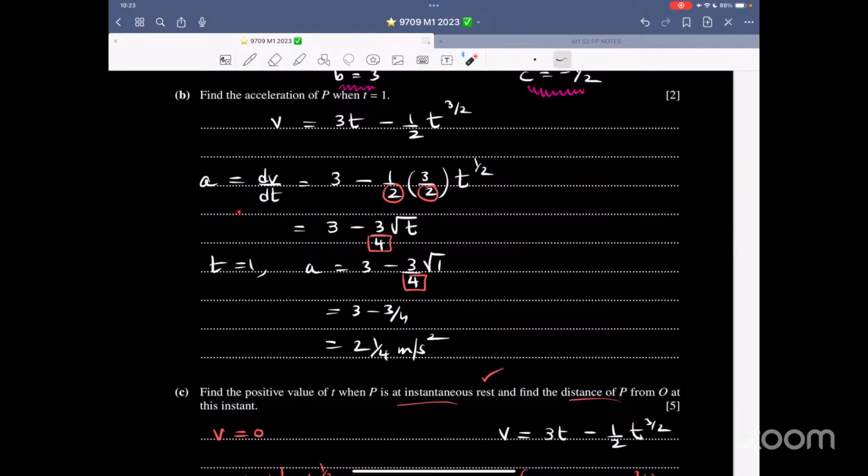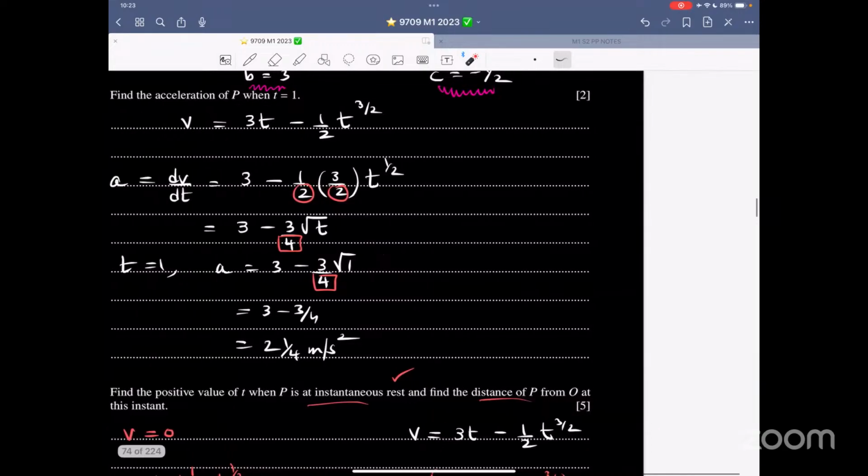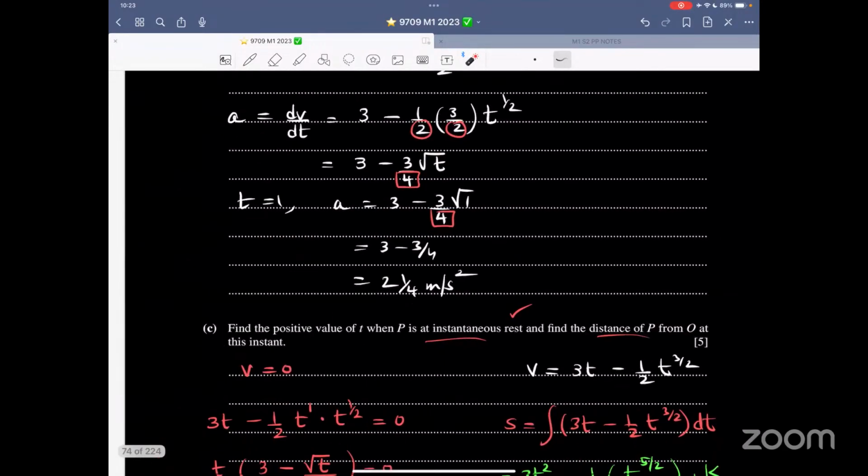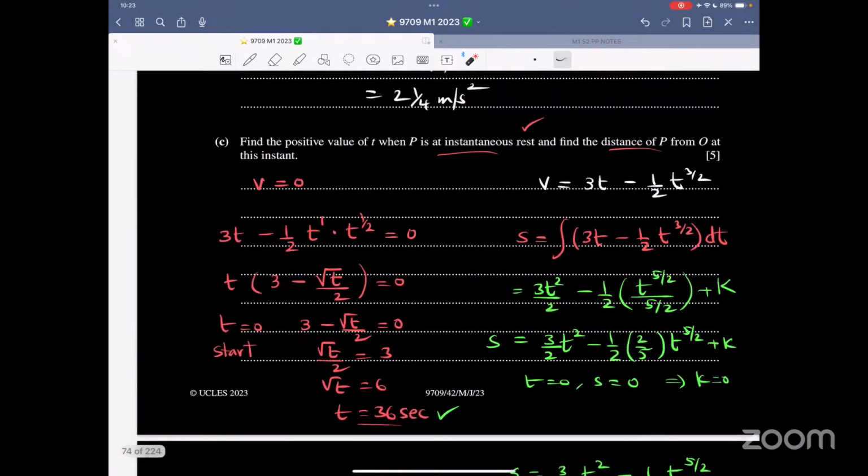v is given. Differentiate, simplify, plug in t is equal to 1. This comes out to be 2.25. Now it says find the positive value of t when P is at instantaneous rest. So therefore, velocity equals 0. And there is no constant, so you can play around by taking common. Maybe if there was a constant, it would become a disguised quadratic equation. But over here, this is easy. t is 0, that's the start. t is 36, that is when the particle is coming to rest.